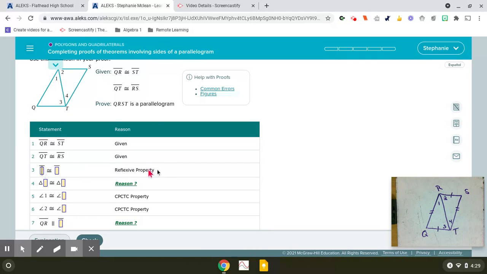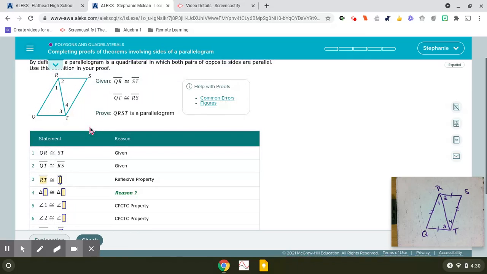Okay, then they're going to use the reflexive property. We use the reflexive property when we have two triangles that share a side. So here's one triangle, here's another triangle. They share this side in between. So I know that the side RT is congruent to RT because it is congruent to itself. That is the reflexive property.